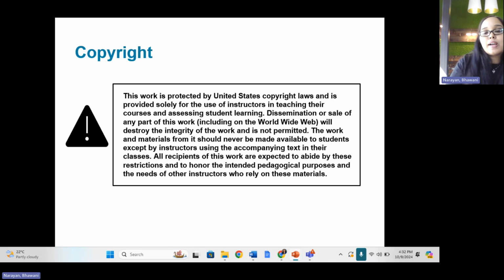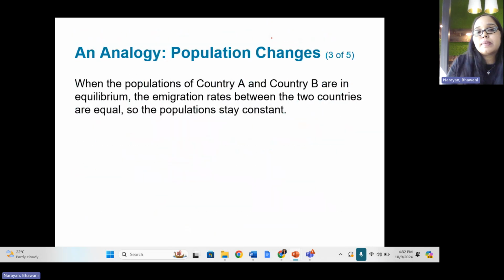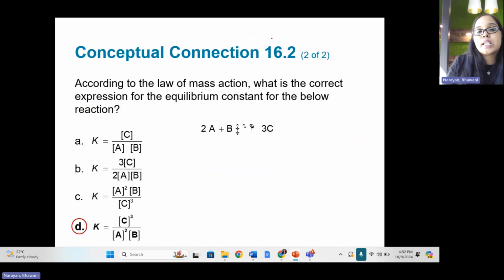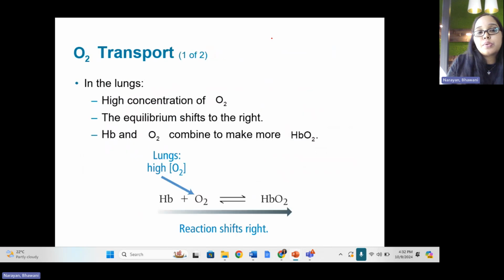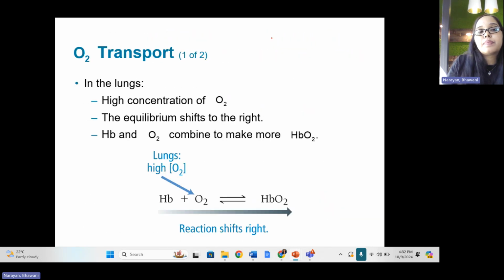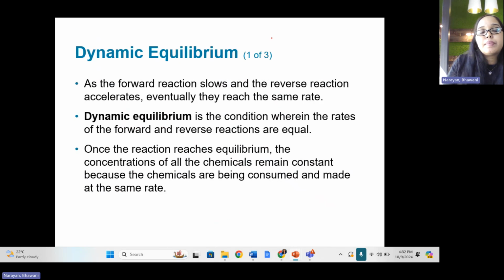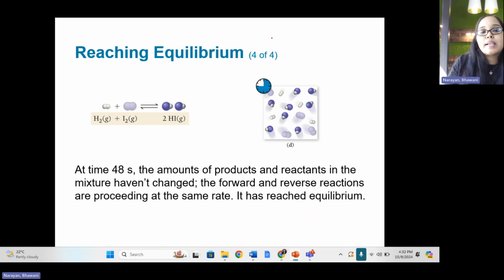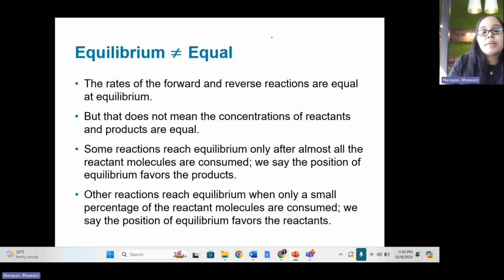So let's now just revise this chapter and go over it. Like, what did we do from the beginning? Just a brief revision so that you're good with this. And an assignment would come up soon, which you need to answer. So we learned about equilibrium, dynamic equilibrium, reaching equilibrium, and then we said how to define an equilibrium. It's not the same as equal. It's when the rates of the forward and reverse reactions are equal at equilibrium.